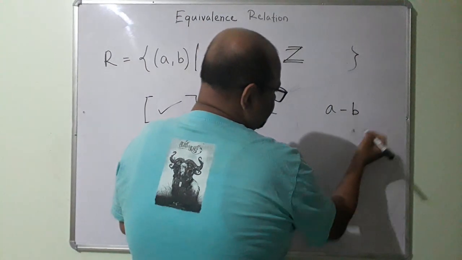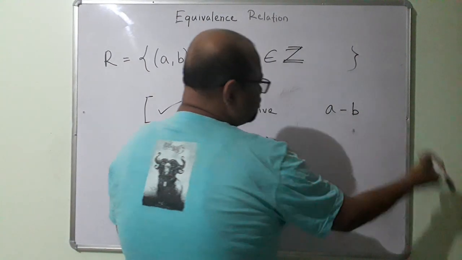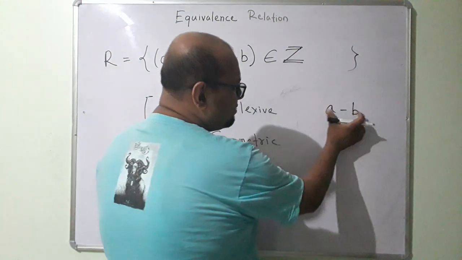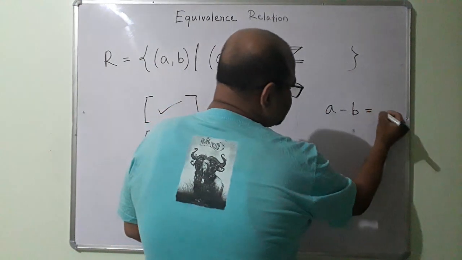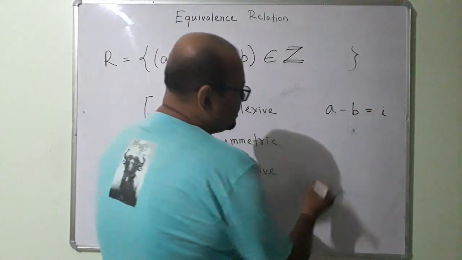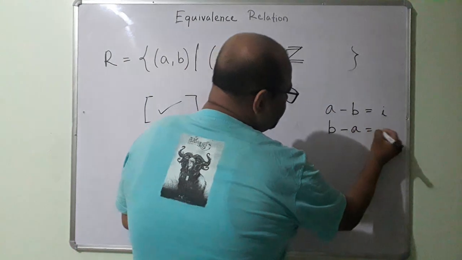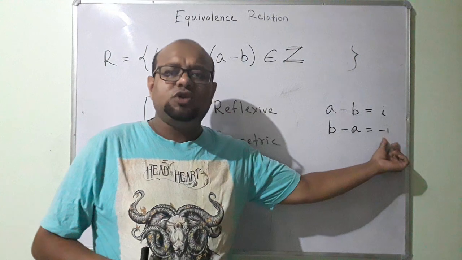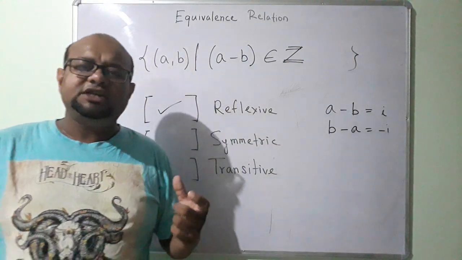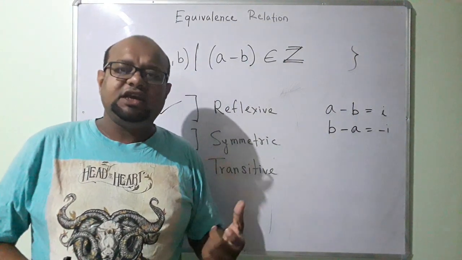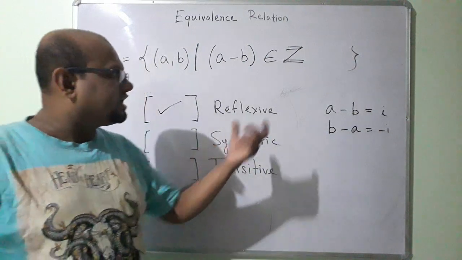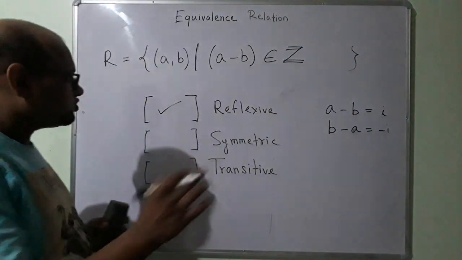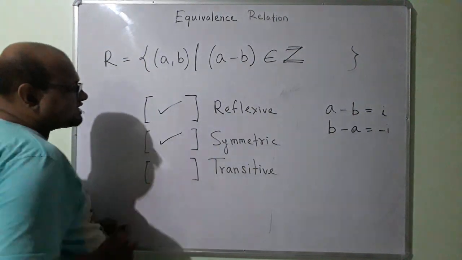A minus B belongs to the set of integers. Let us say it is equal to I, where I is an integer. Then B minus A will be minus I, correct? And if I is an integer, then minus I will also be an integer. So if A minus B is an integer, then B minus A will also be an integer. That means if AB is in the relation, then BA will also be in the relation. So because of that we know this relation is symmetric.